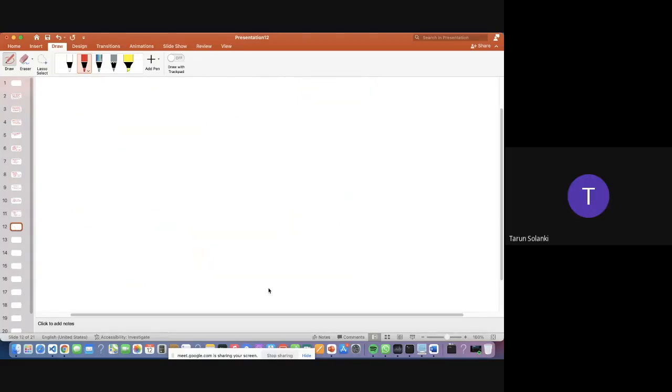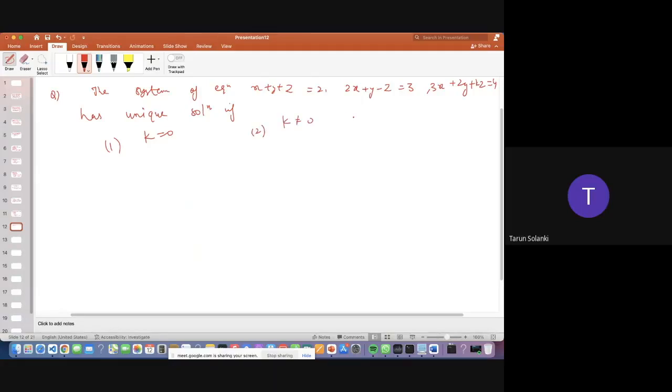Okay, so now one more problem. The system of equations x plus y plus z is equal to 2, 2x plus y minus z is equal to 3, 3x plus 2y plus kz is equal to 4 has a unique solution if k is equal to 0, k is not equal to 0, k is lying between minus 1 to 1, or k is lying between minus 2 to 2.